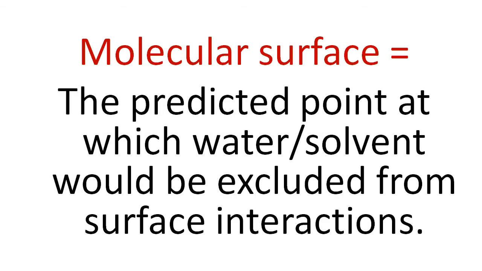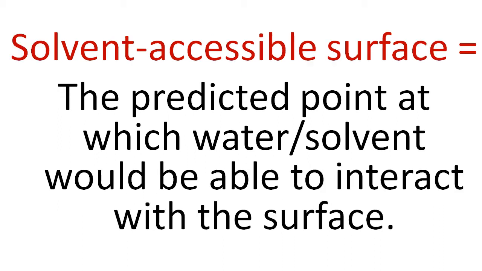A molecular surface, sometimes called a solvent-excluded surface, displays the predicted point at which water or solvent would be excluded from surface interactions. By contrast, a solvent-accessible surface displays the predicted point at which water or other solvent would just be able to interact with the molecule's surface.